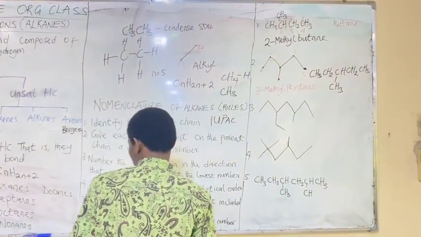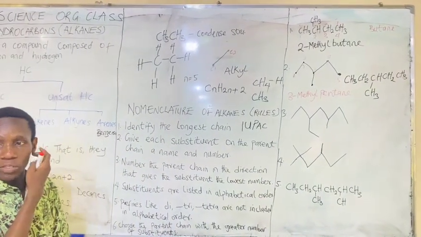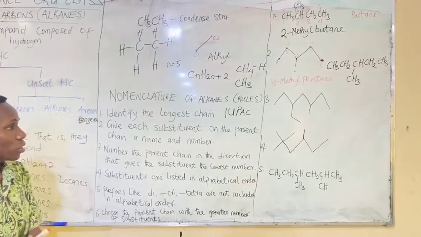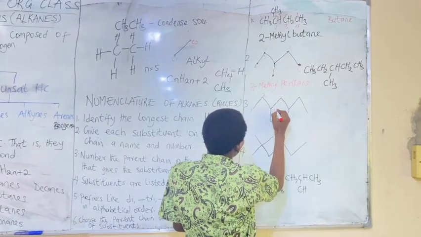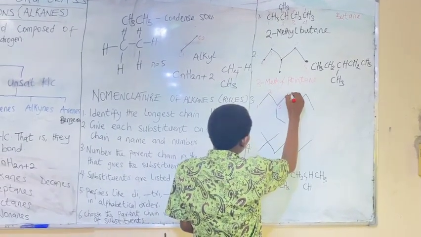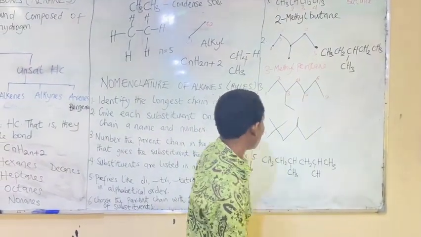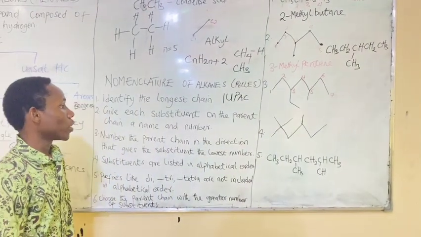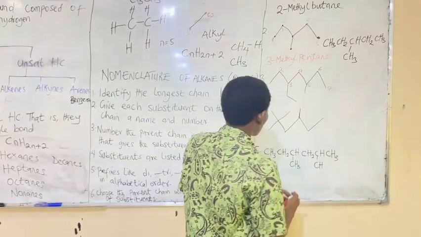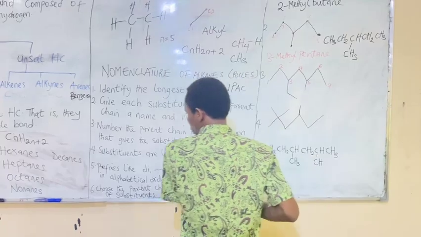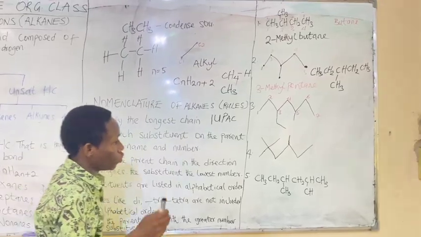Okay, let me use the red marker to number it. So who can tell me the first rule? It's on the board, right? Identify the longest chain. Let's see this. This is 1, this is 2, this is 3, this is 4, this is 5, this is 6, and this is 7. Is there any other way we can number this? Yes, we can also number it this way. Let's use our black marker for the second numbering.